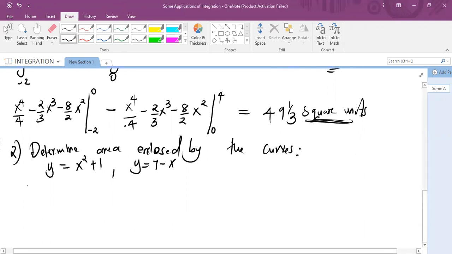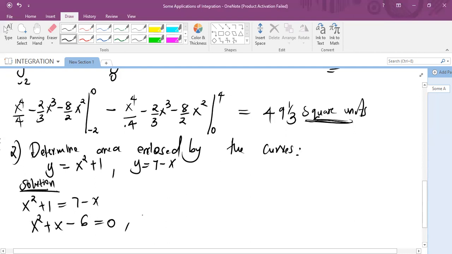So the first thing we're going to do here is equate these two curves so that you can know their points of intersection. So I will have x squared plus 1 is equal to 7 minus x. Then I will solve this so that we can know at what point these curves intersect. Okay, fine. So this is the same as having x squared. If you bring x to this other side, it will be plus x. If you bring 7 to this other side, it will be 1 minus 7. So that will be minus 6 is equal to 0.